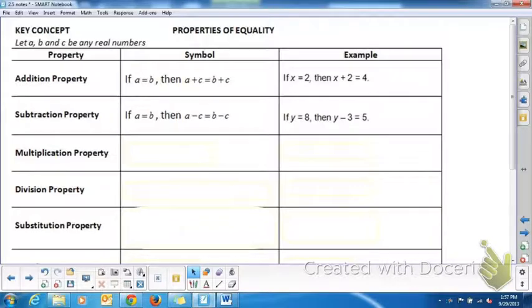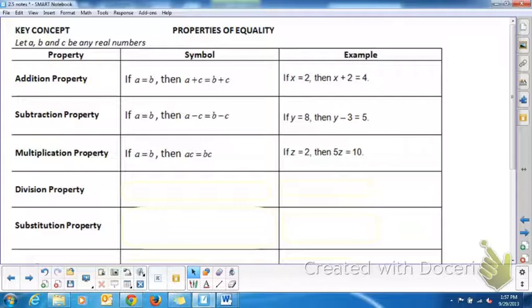Multiplication property is when you multiply both sides of an equation by the same term. If A is equal to B, then A times C is equal to B times C. An example of this would be, if Z is equal to 2, then 5 times Z is equal to 10. We multiplied both sides of this equation by 5.